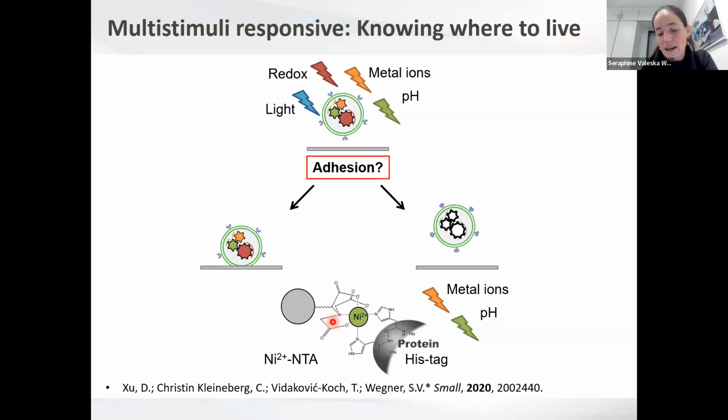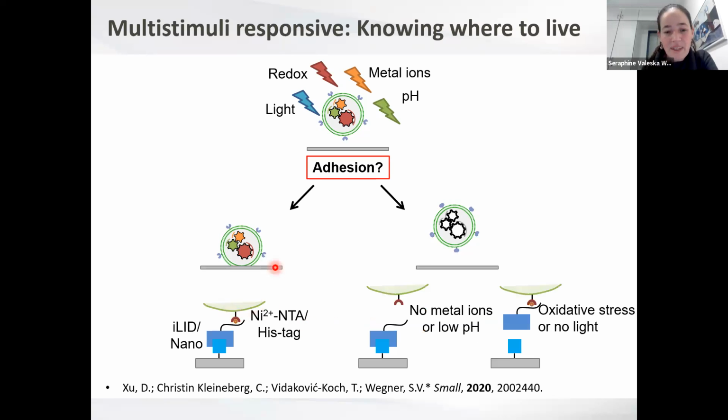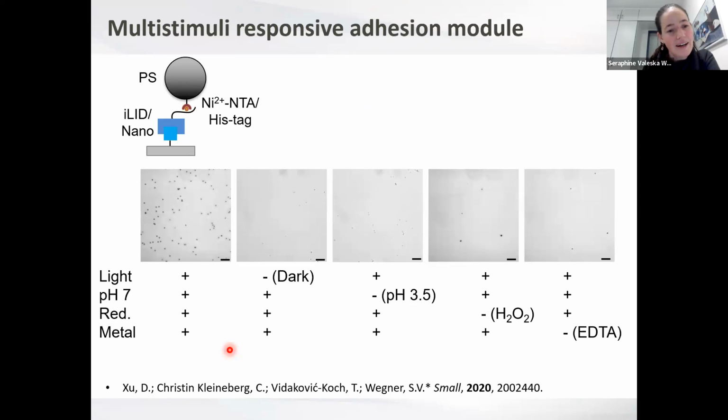Well, these interactions are actually sensitive to metal ions because they need this mediator ion in the center for this interaction to work. And they're also sensitive to pH because at low pH, these ligands get deprotonated and the complex falls apart. And so thereby, by combining this his-tag nickel-NTA interaction with our photoswitchable iLID nanoprotein-protein interaction, we designed an adhesion unit that is sensitive to all these 4 different inputs. So that was the design. And here is how we realized it.